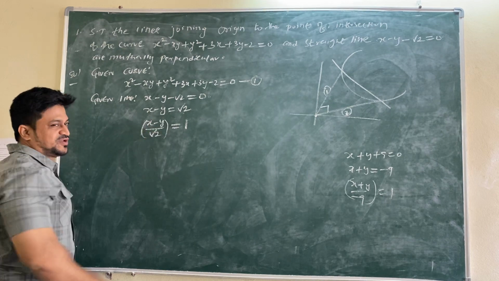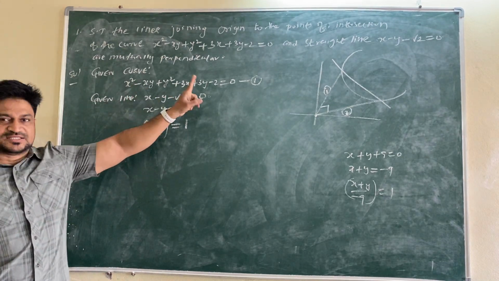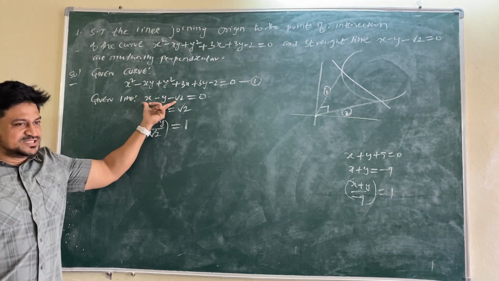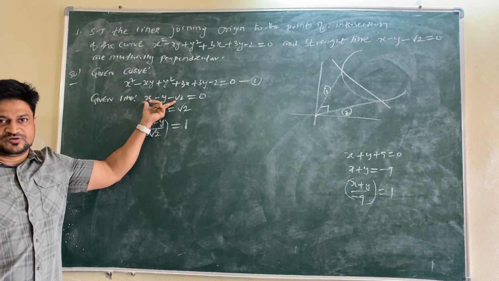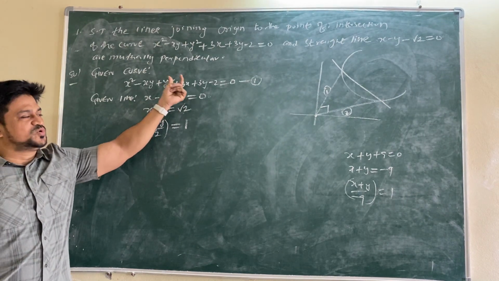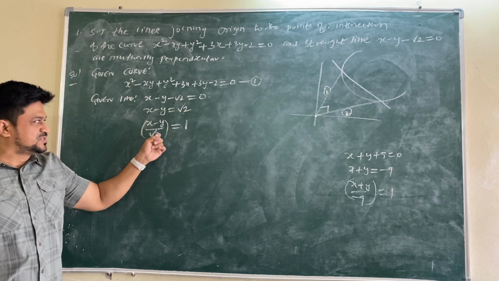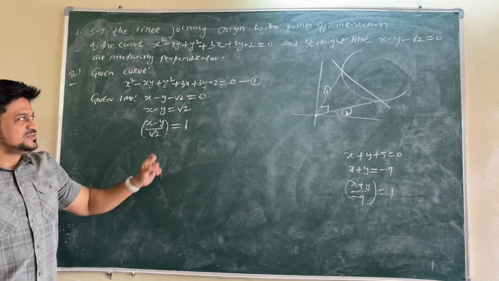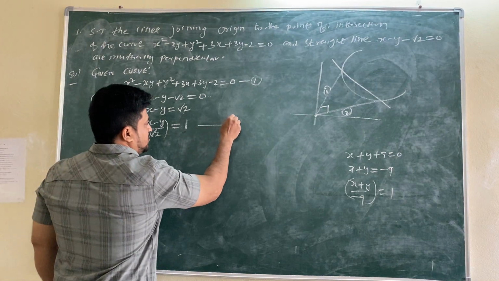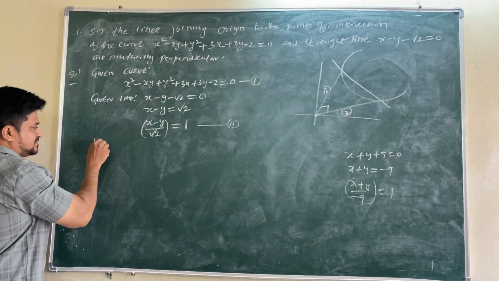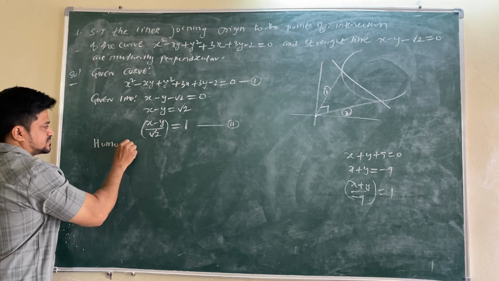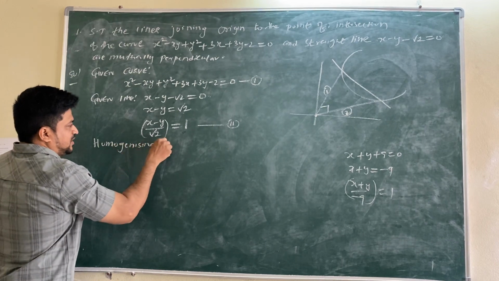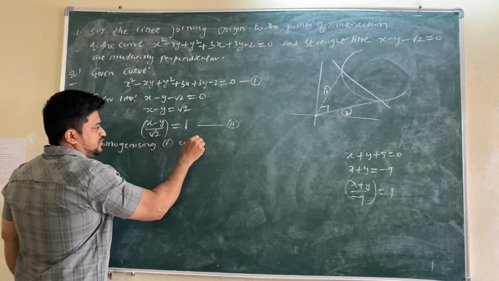How to get that one? Check once again. Given curve as it is, equation 1. When line is given to you, for maximum all questions you have to do the same thing. Minus root 2 I have sent to right side. Then this root 2 is taken to denominator. We need 1. We got 1. This is second equation. Now we have to write homogenizing 1 with the help of 2.